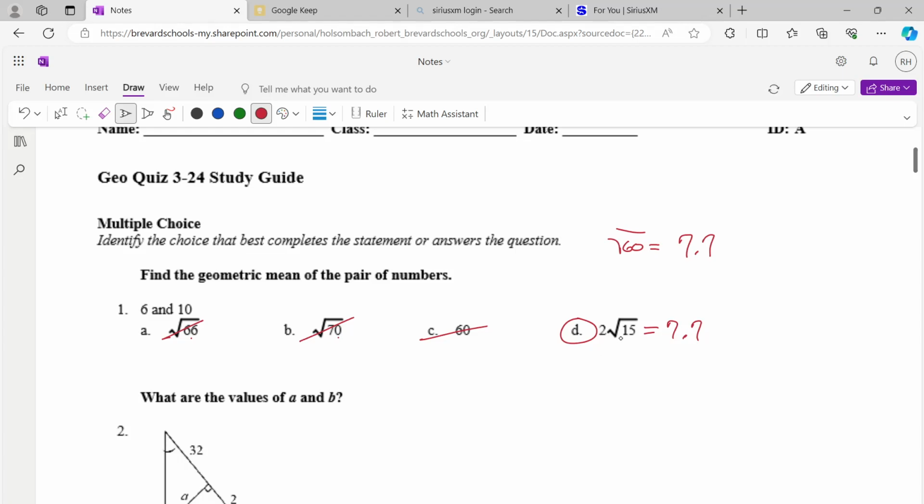2 radical 15 means 2 times the square root of 15. Then just hit equals after that in your calculator, and you're converting from simplest radical form to decimal form. Also, make sure that your calculator is set to second fix 1. You should only see one number to the right of your decimal on your calculator screen.